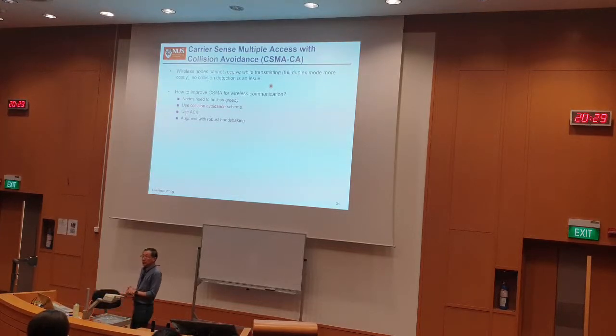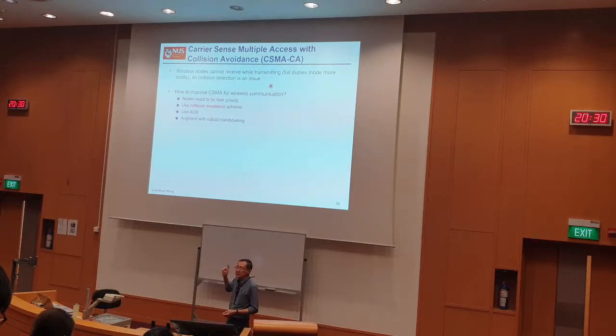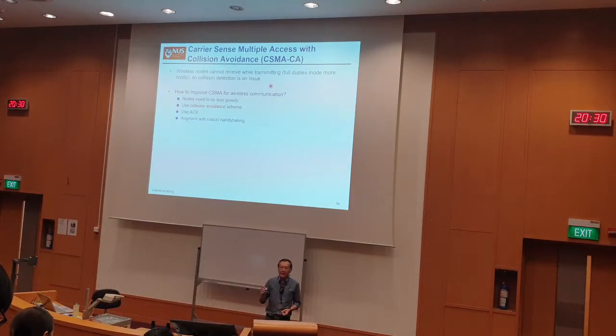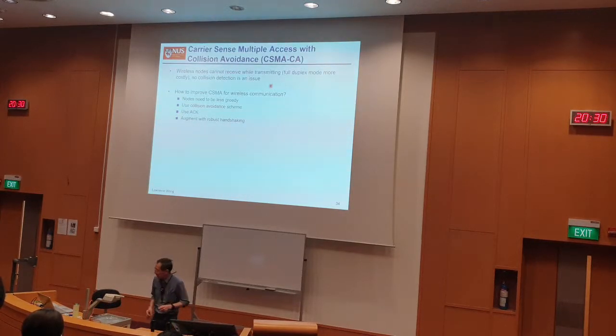Okay? So, this is the next enhancement. There are 3 levels of enhancement, and then I will finish today. Okay? The first enhancement is called CSMA/CA, or Carrier Sense Multiple Access with Collision Avoidance. This is a variation from another method called CSMA/CD.